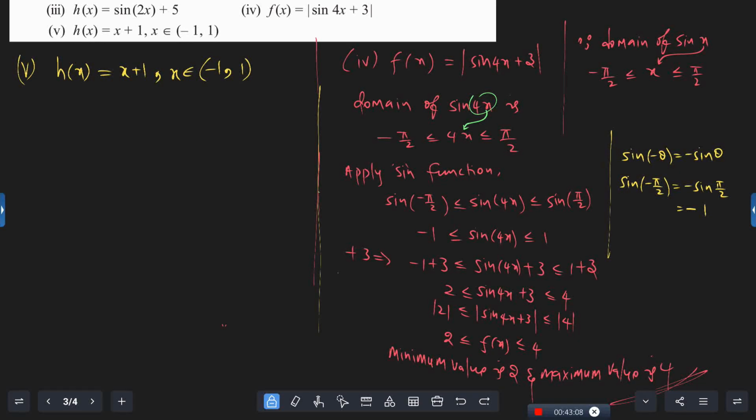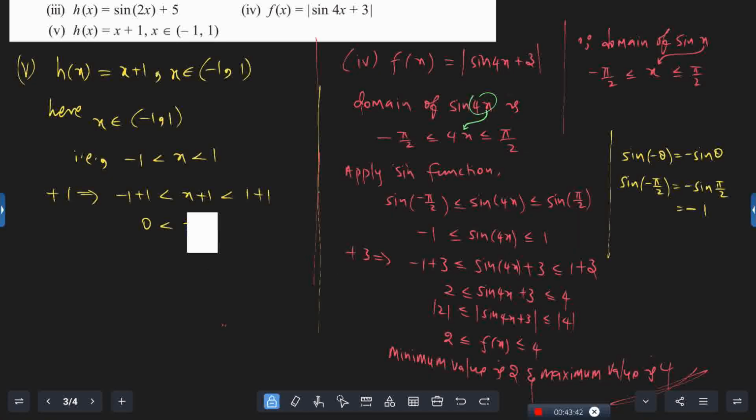You can complete this in many ways. One, here they gave x belongs to the open interval minus 1 comma 1. That is how you can write minus 1 less than x less than 1, which is a strict inequality, an open interval. It means minus 1 is not included. To bring the question, you can add 1 on both sides. When you add 1 on both sides, minus 1 plus 1 less than x plus 1 less than 1 plus 1. Minus 1 plus 1 is 0, less than h of x, which is x plus 1, less than 2.